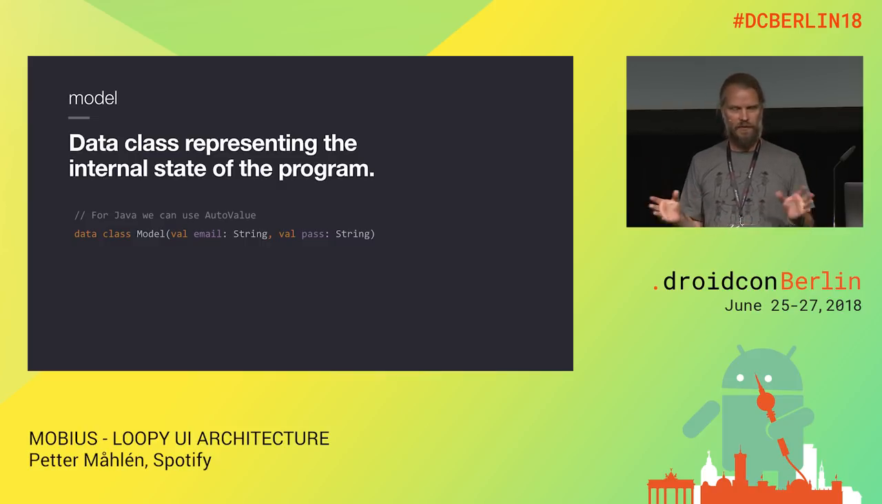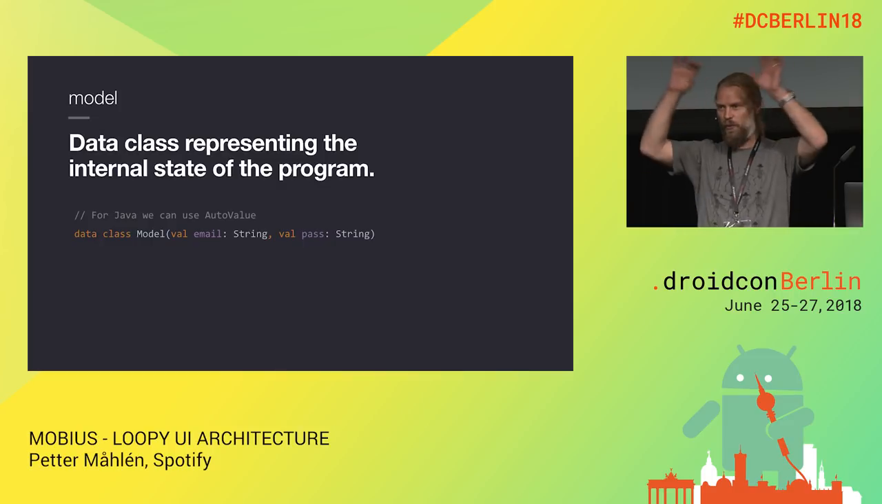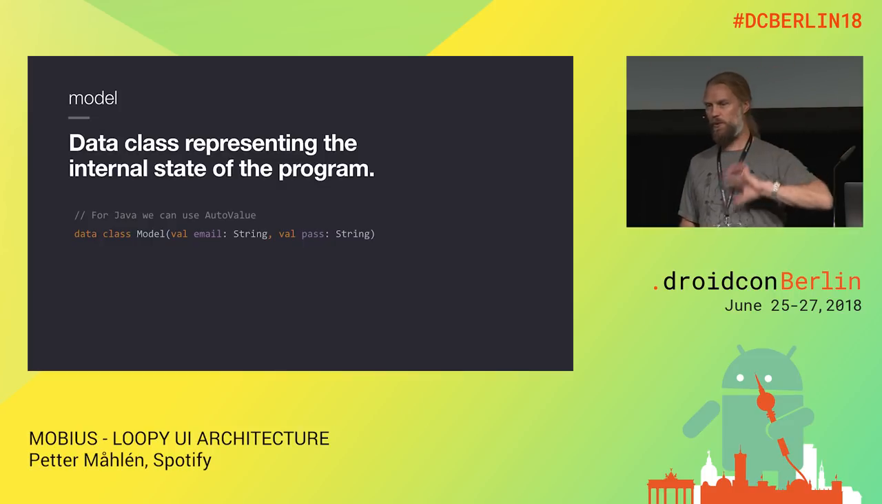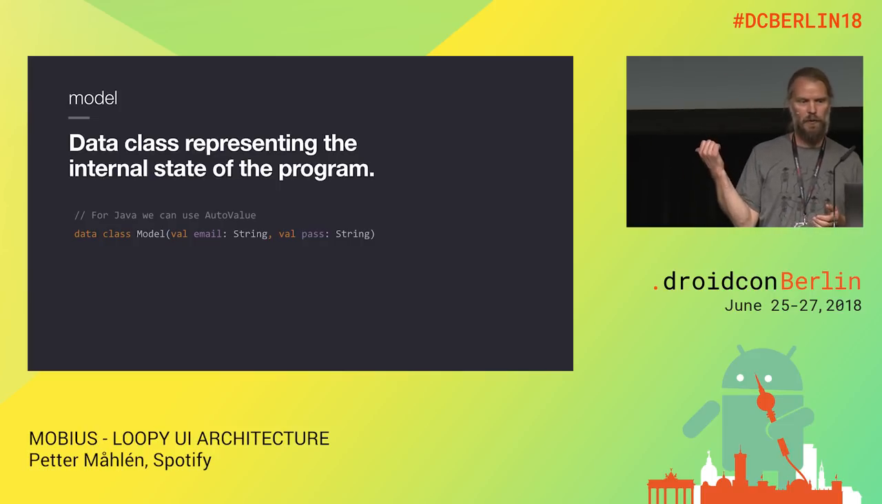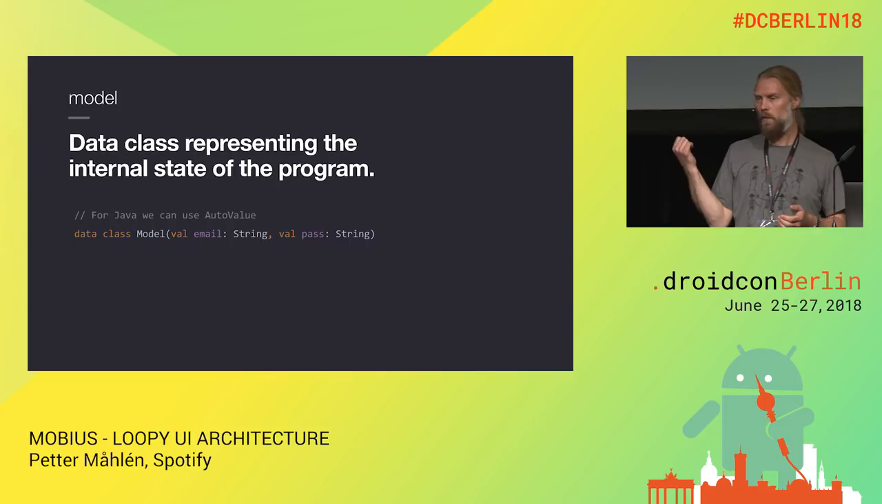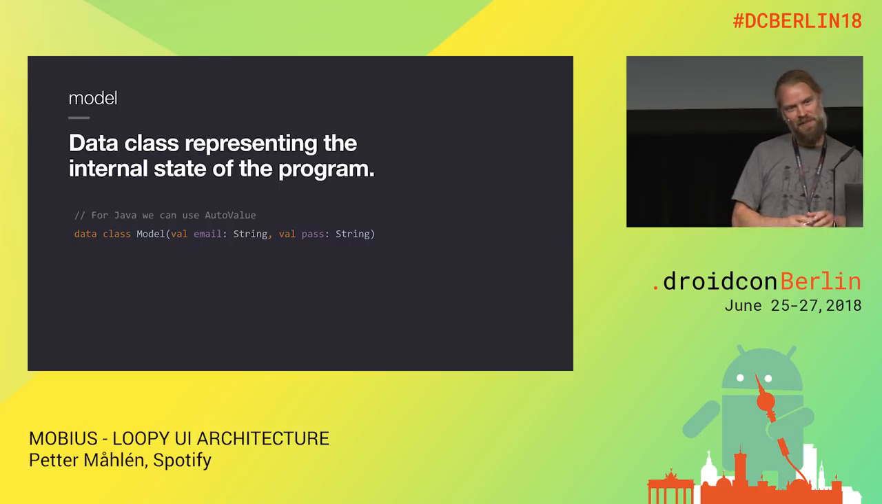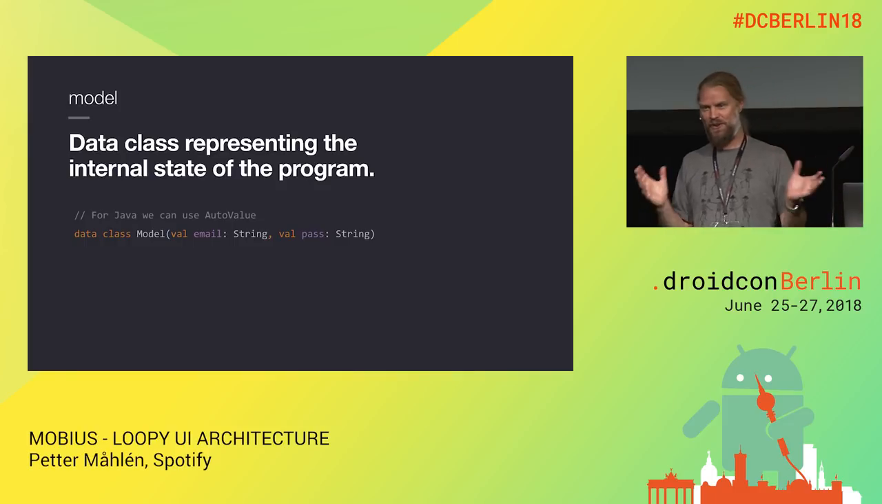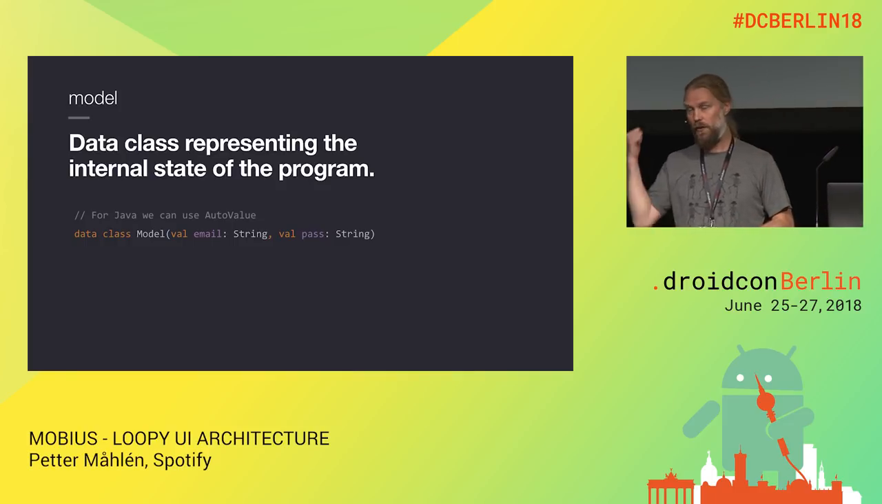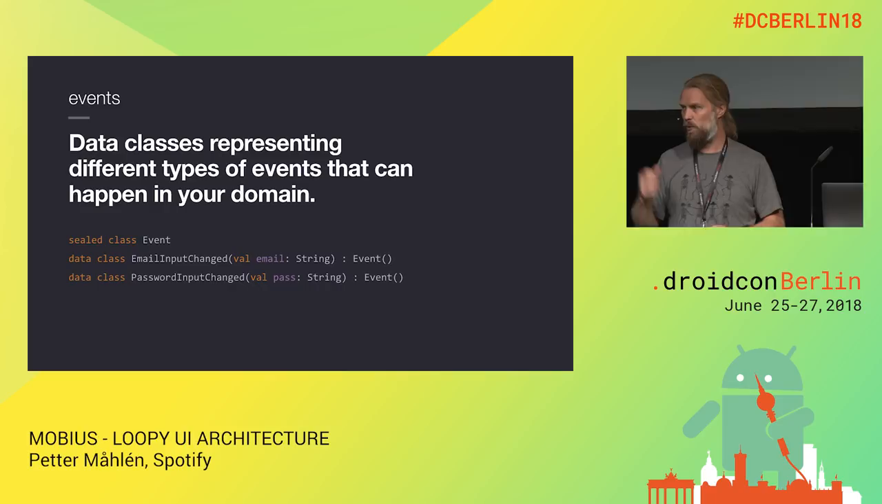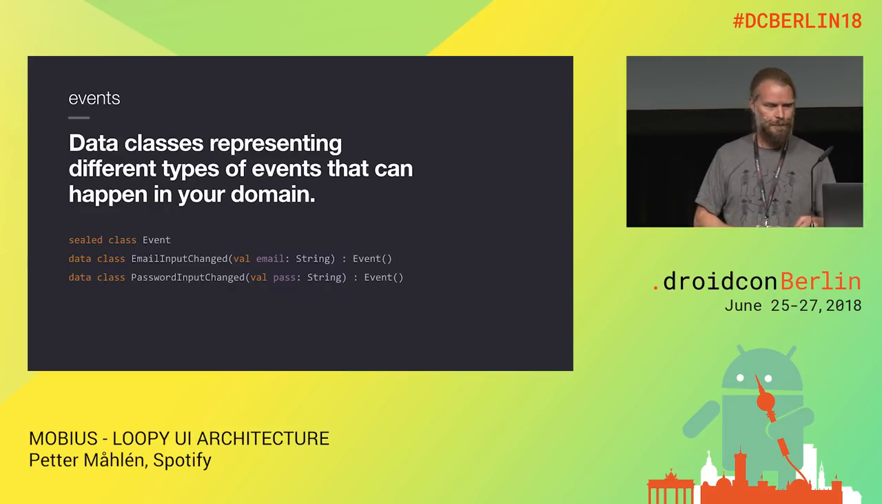When you do a login screen, you have two input fields for email and password, and you'll have a button as well that you can push. So in the state, let's keep track of the current values of the email and password input fields using an immutable data object. I should note here the slides are in Kotlin because Kotlin is a thing. In fact, at Spotify, we don't yet use Kotlin. We're still using Java. And if you're using Java, then you can use auto-value to the same effect. That's what we tend to do for our models.